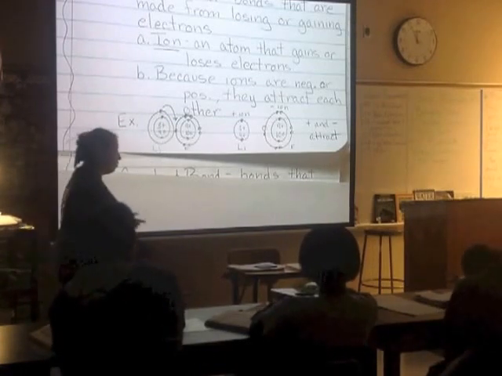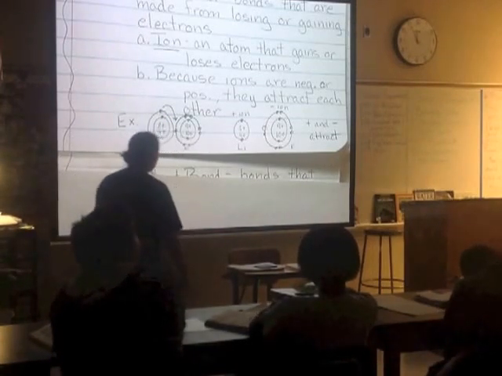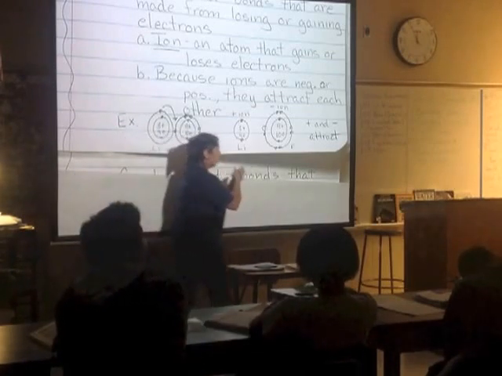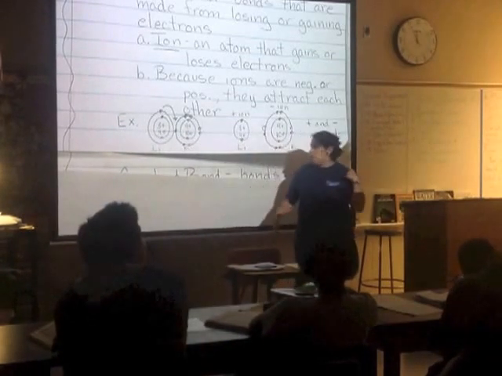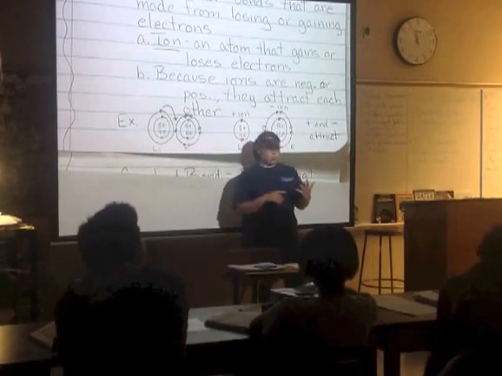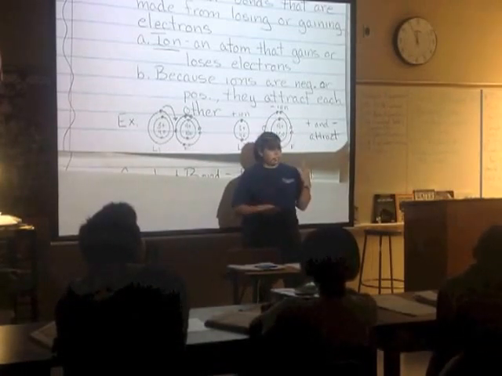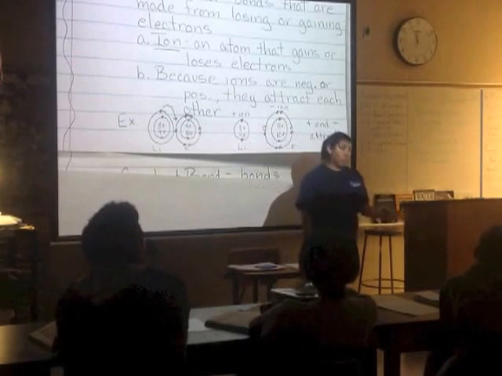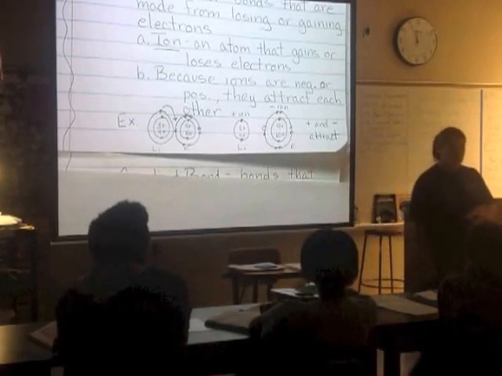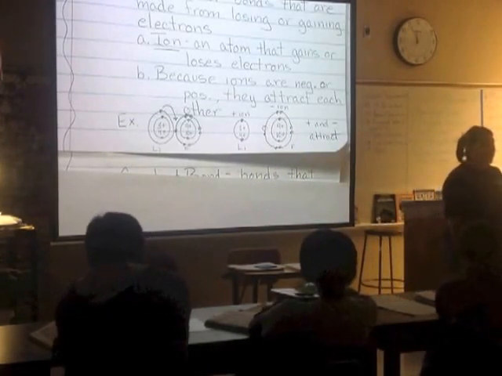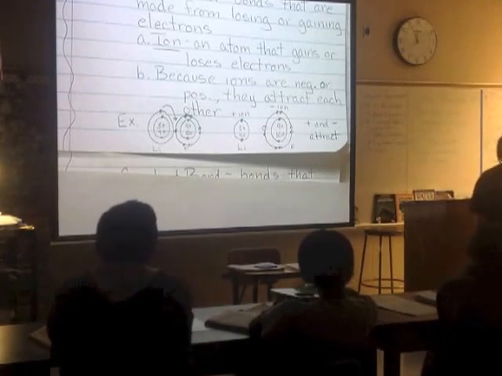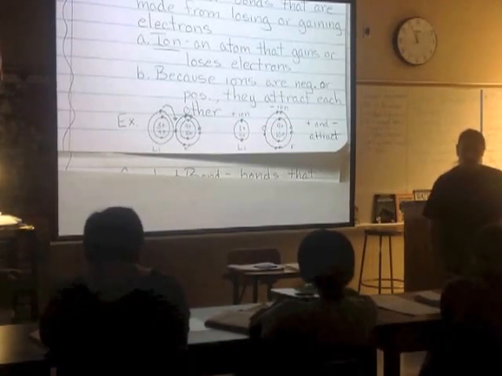Alright, so now we're going to think about this. I have a positive, I have a negative, and they join. So if I have low numbers, 1, 2, or 3 valence electrons, am I going to lose those or am I going to gain? Lose. Now if I have 5, 6, or 7, I'm going to gain.